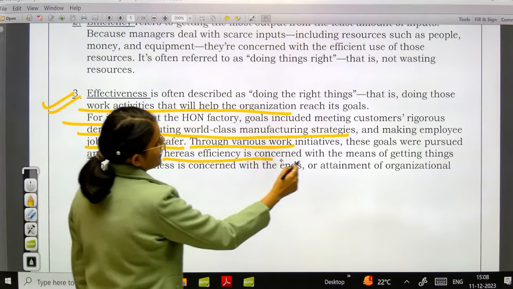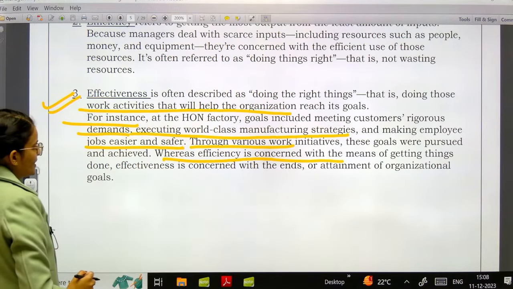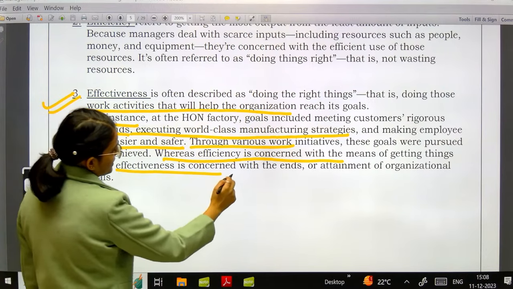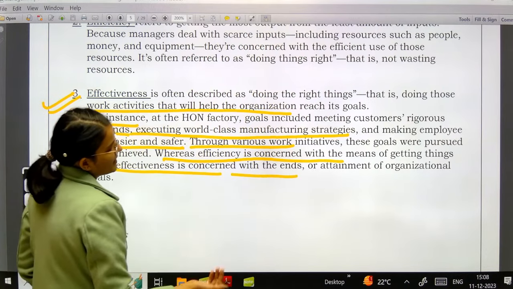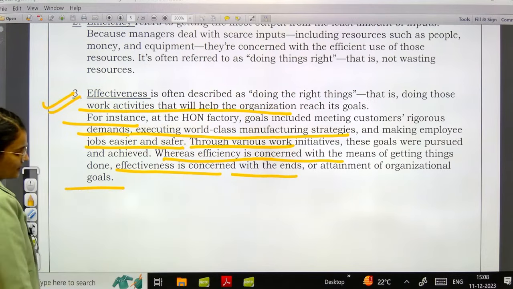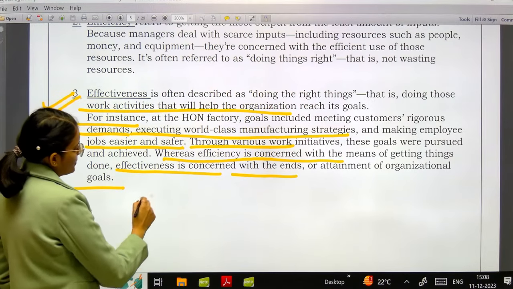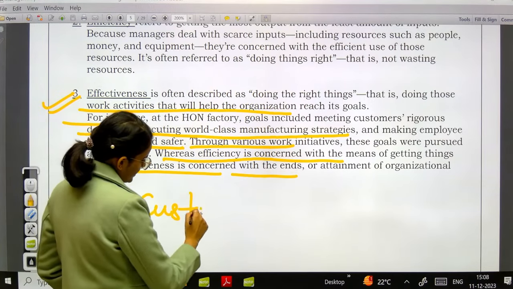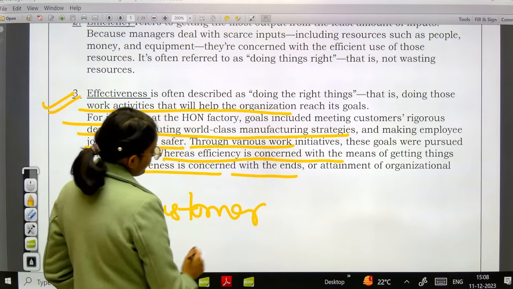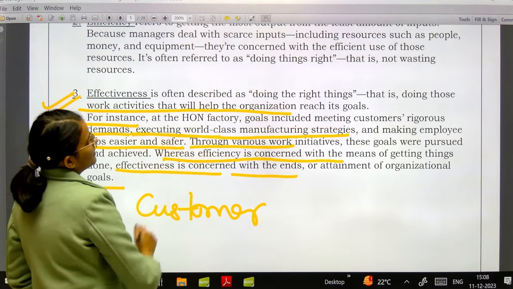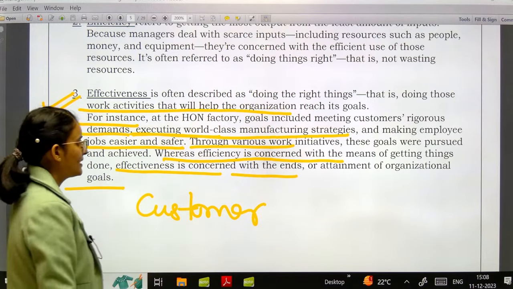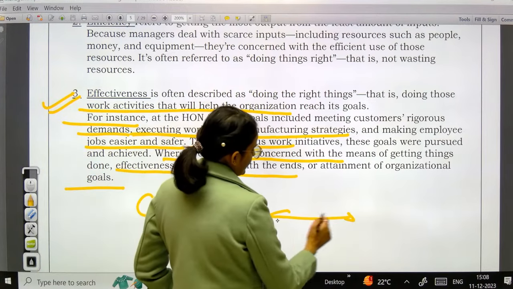Whereas efficiency is concerned with the means of getting things done, effectiveness is concerned with the ends, or attainment of the organizational goals. So what they are saying is that in the Horn factory, the goal is to cater to the needs of the customers and execute world-class manufacturing strategies, but they are also focusing on the employees.